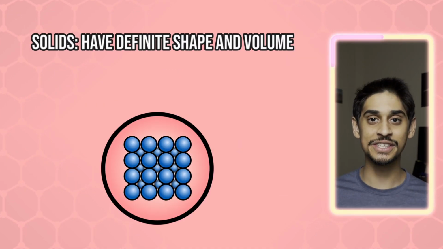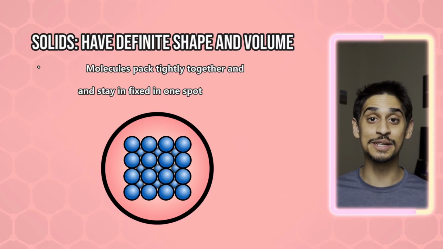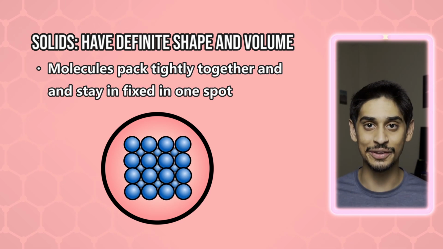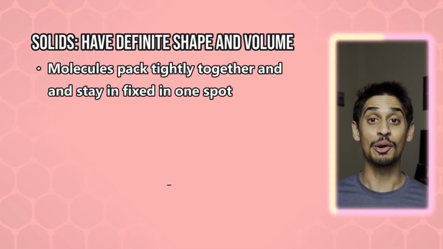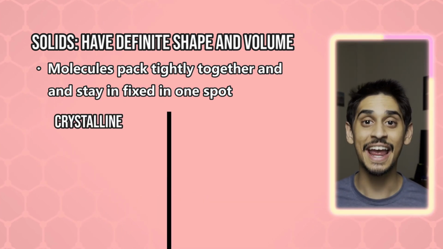Solids have a definite shape and volume, and this happens because the molecules pack tightly together and cannot move around each other. There are 2 types of solid: crystalline and amorphous.